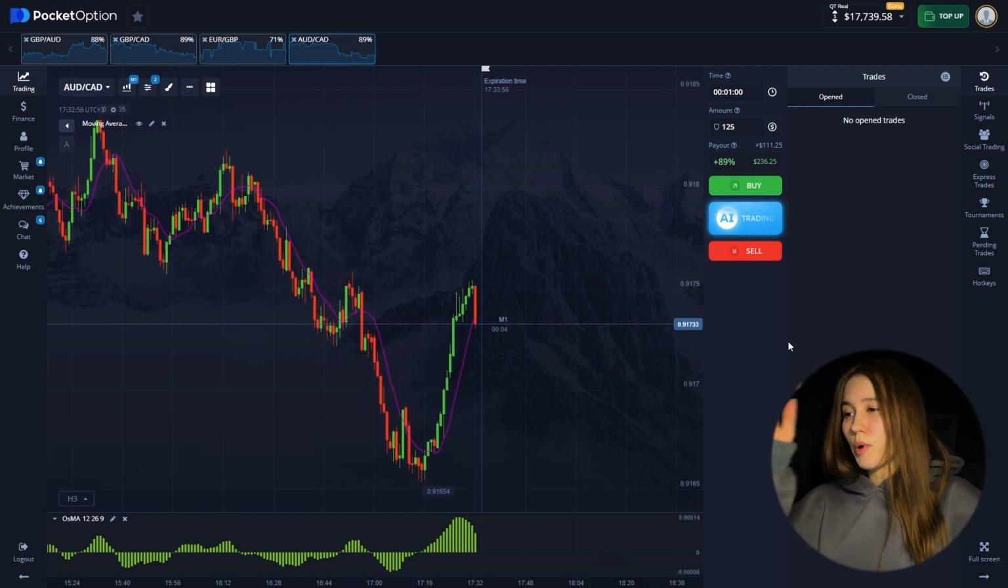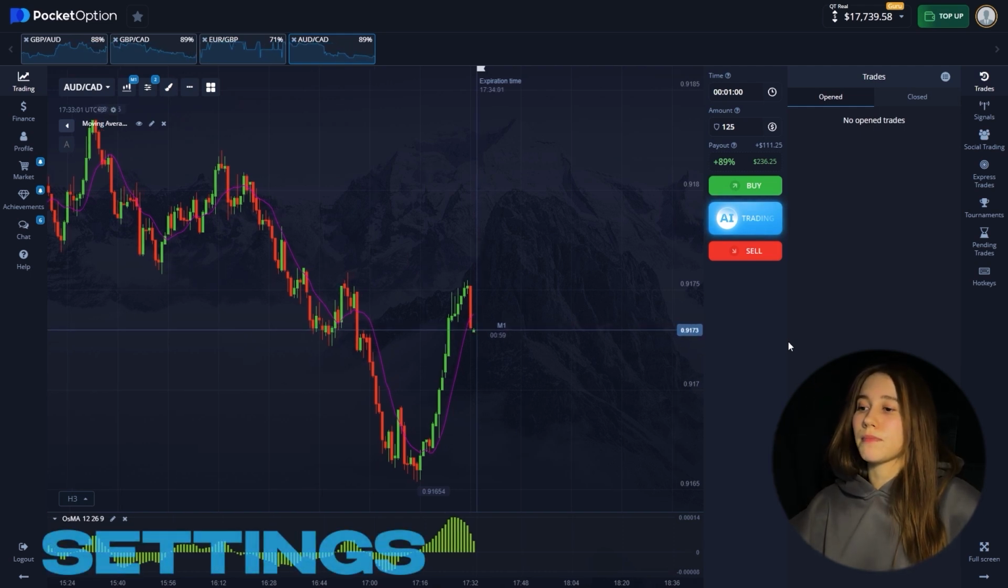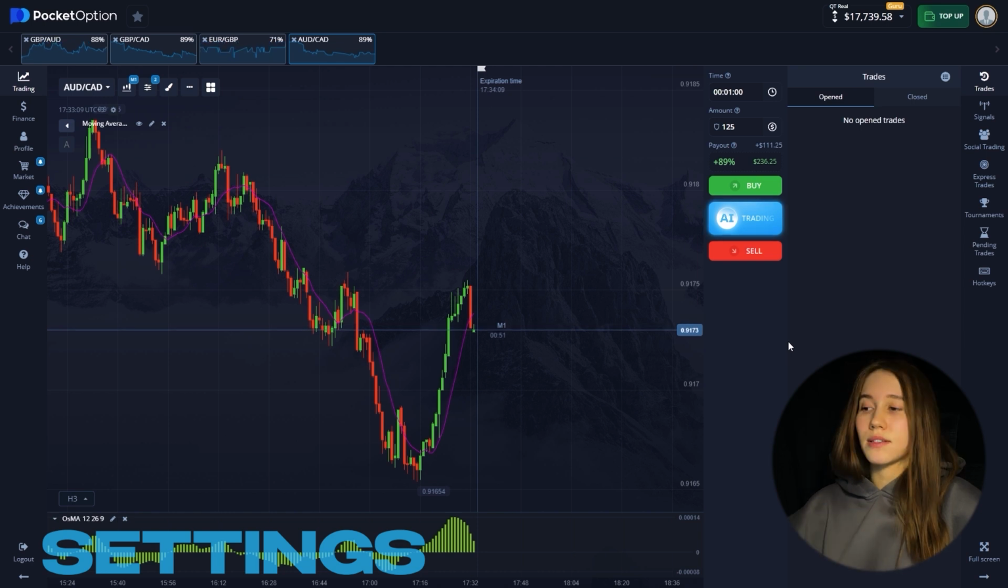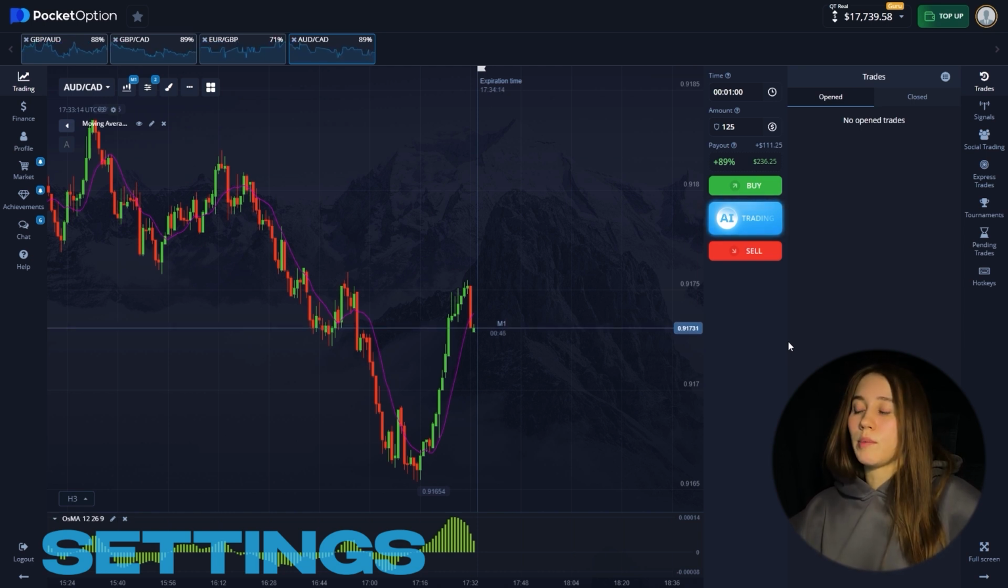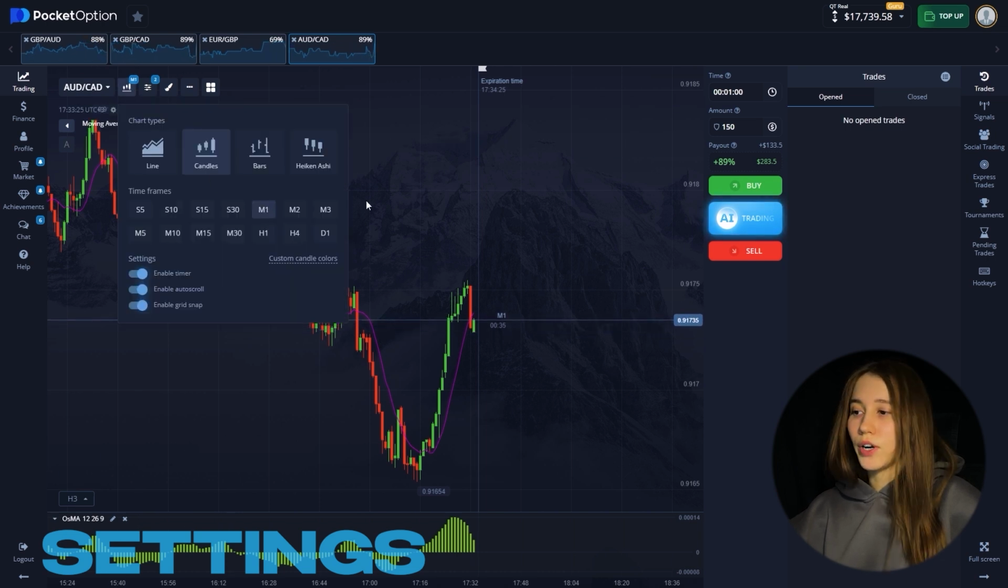So we're already on the Pocket Option. We'll start trading. Our balance is $17,700. Remember this figure because it will increase. The time of our deal will be exactly 1 minute. The amount of our deals will be $150. Just use the currency pair, 1 minute time frame.